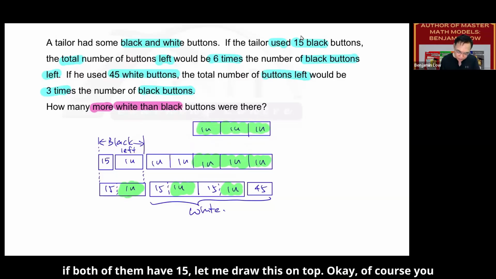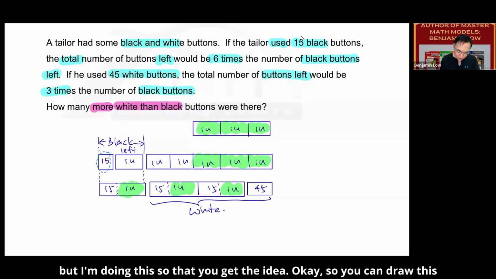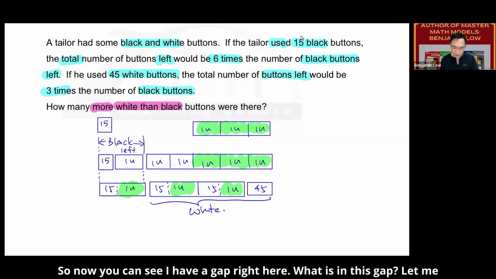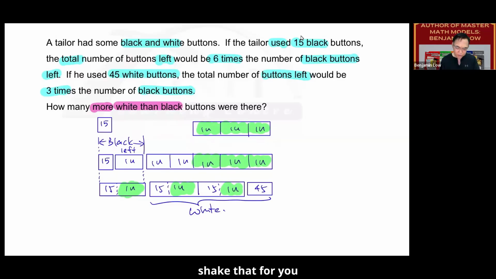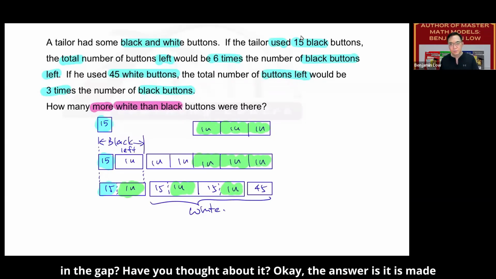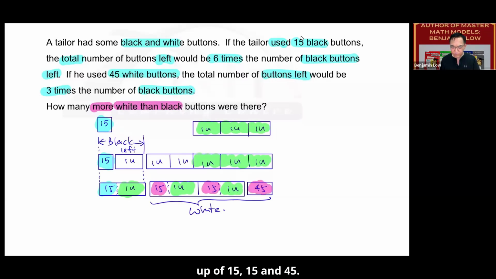If both of them have 15, let me draw this on top. Okay, of course you can't do what I'm doing, but I'm doing this so that you get the idea. Okay, so you can draw this on top, something that is of the same size. So now you can see I have a gap right here. What is in this gap? Let me shade that for you so you understand it better. So this 15 is the same 15 here that you see over here. So what is in the gap? Have you thought about it? Okay, the answer is it is made up of 15, 15, and 45.